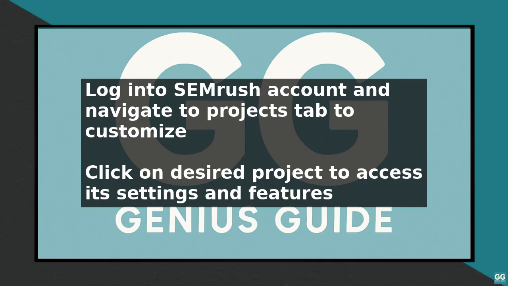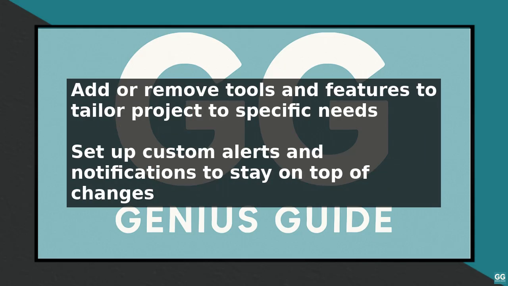One of the key features of SEMrush projects is the ability to set up custom alerts and notifications. This allows you to stay on top of changes to your website's online presence, such as changes to your search engine rankings or mentions of your brand online. To set up custom alerts, navigate to the Alerts tab and click on the Add New Alert button.